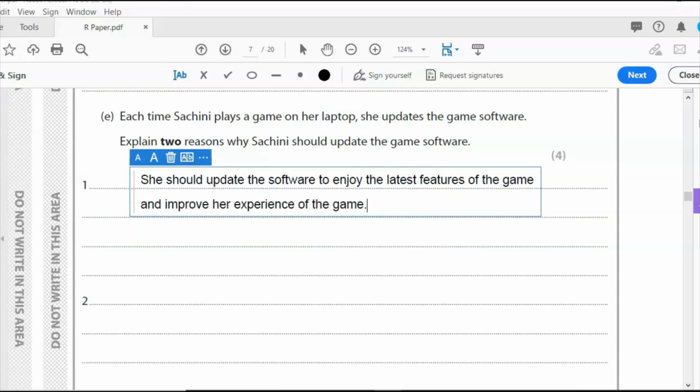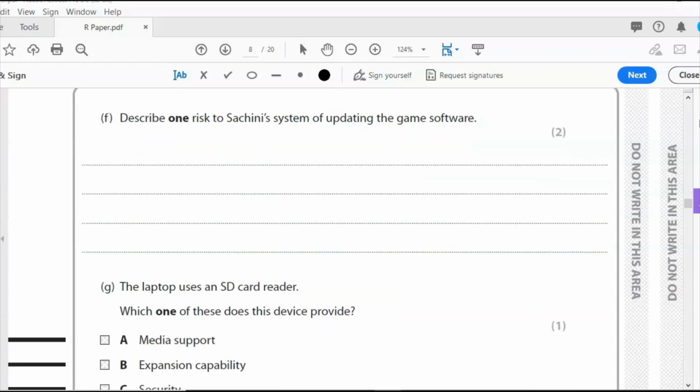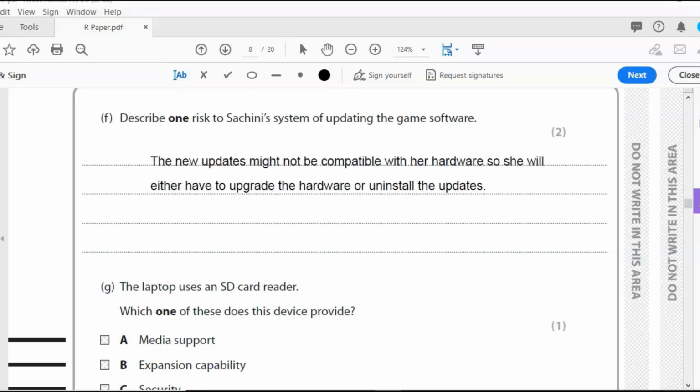So fixing any bugs, patching any security issues. So the second point I've made there is to update the software to fix any security issues there may be in the game. F. Describe 1 risk to Sashini's system of updating the game software. Well, the updates could include malicious software, malware, and it may not be compatible with her hardware. So she'll either have to upgrade the hardware or uninstall the latest updates. So my answer is that the new updates might not be compatible with her hardware, so she will either have to upgrade the hardware or uninstall the updates.